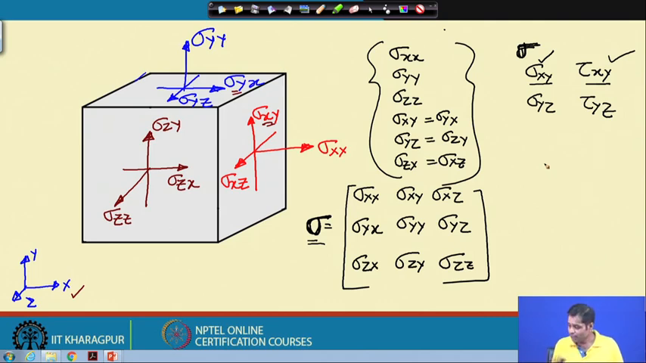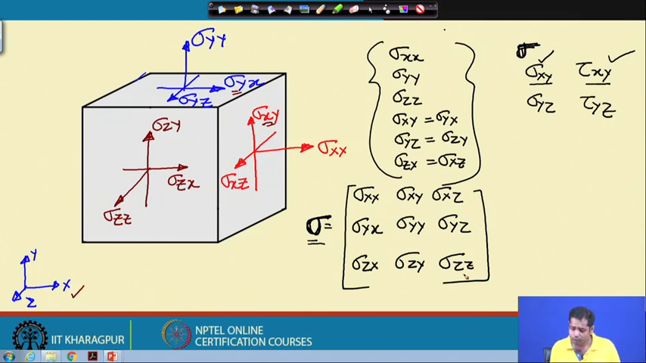So if we apply this symmetry, then this matrix also becomes symmetric. And how many components do we have here? We have a total of 6 components of stress, 3 normal stresses and 3 shear stresses. So this is how stress at a point can be represented.